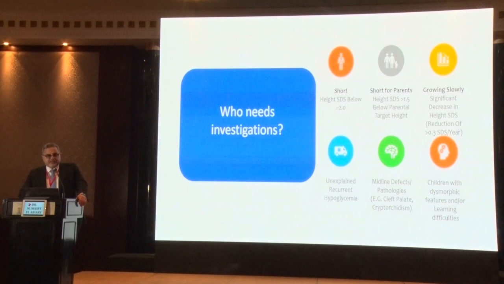So who needs to be investigated? The upper half is the 3 categories we discussed: short for parents, growing slowly, or any child with unexplained recurrent hypoglycemia, because this can reflect hypopituitarism. Midline defects in general, like cleft palate, cryptorchidism, and so on, again suggest hypopituitarism. Also children with dysmorphic features and or learning difficulties.